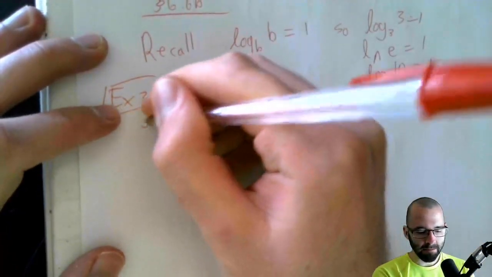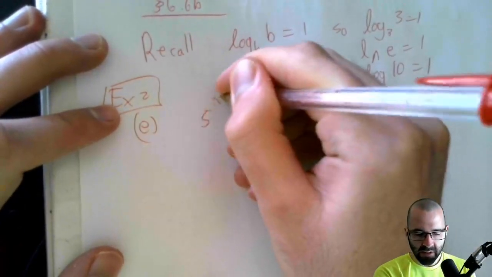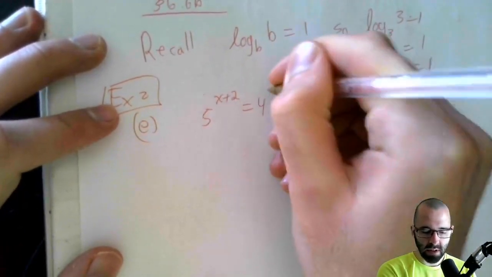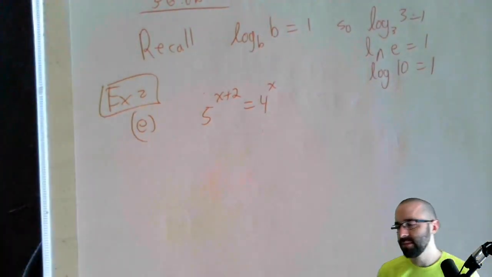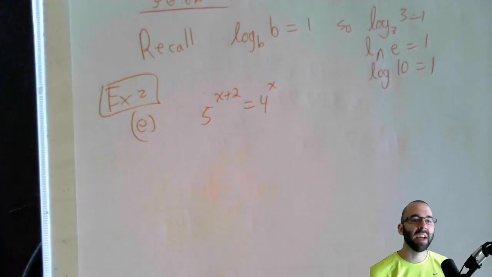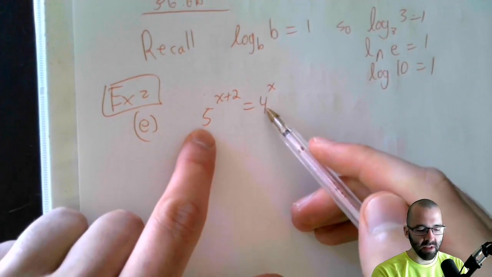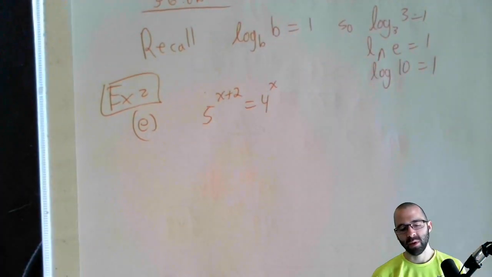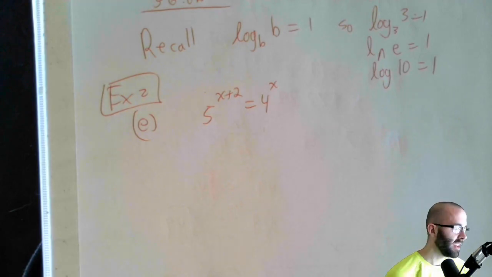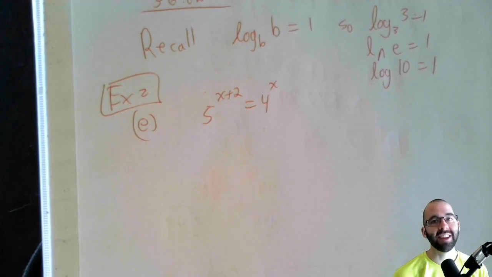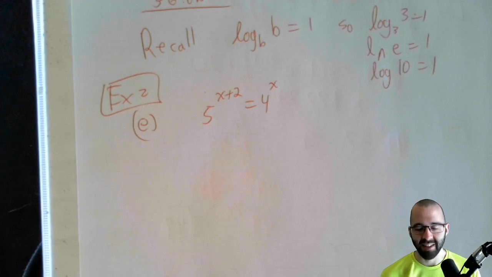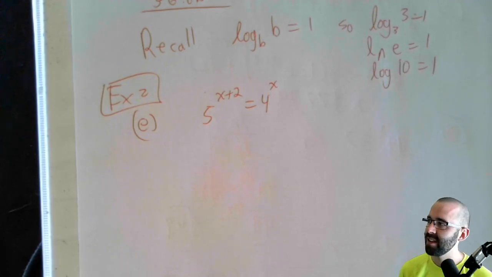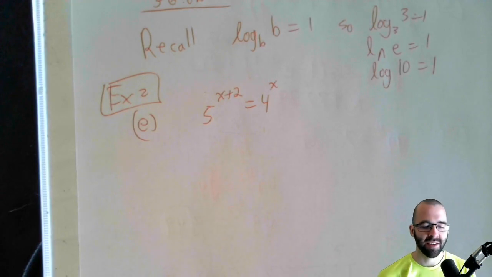All right, so we were doing example 2, and we were on part E. So 5 to the x plus 2 equals 4 to the x. Okay, so if they had the same base, if these were both 4s, we'd say the exponents have to be the same. But they're not both 4s. And there's nothing we can do. Well, there are some things we could do, but nothing you want to do that can make these bases the same. 5, not a 4. So we're going to do new strategies today.